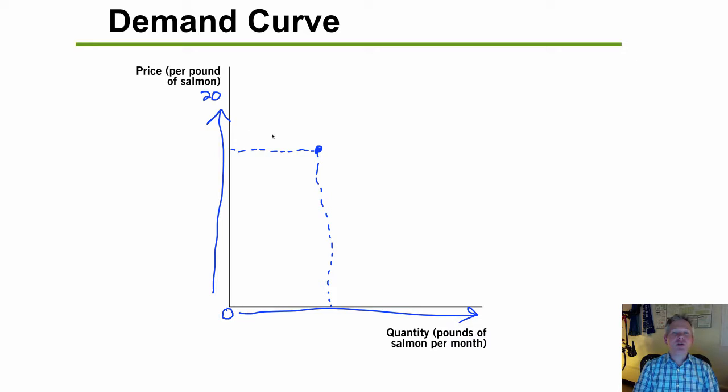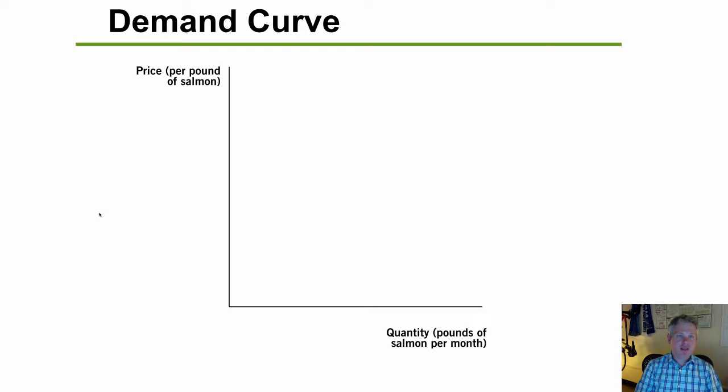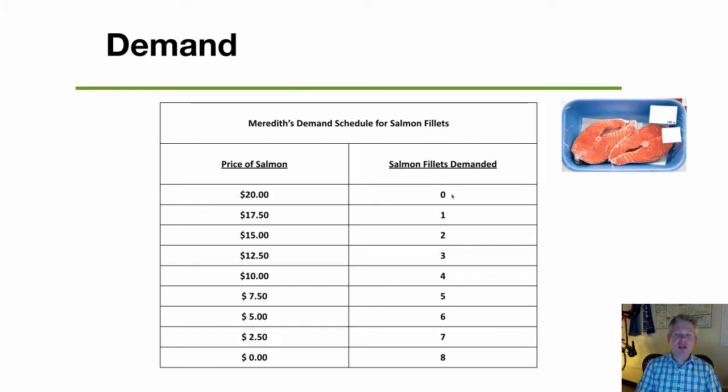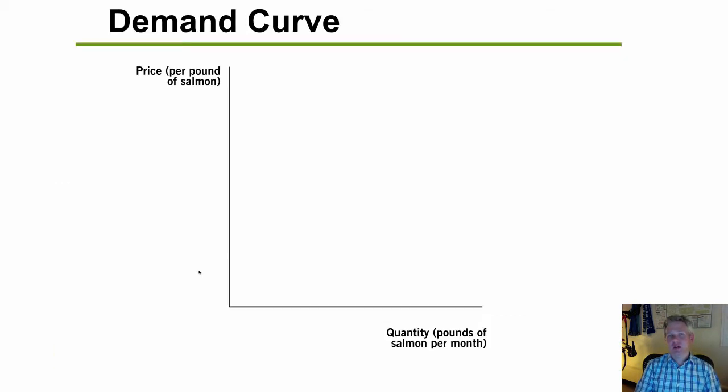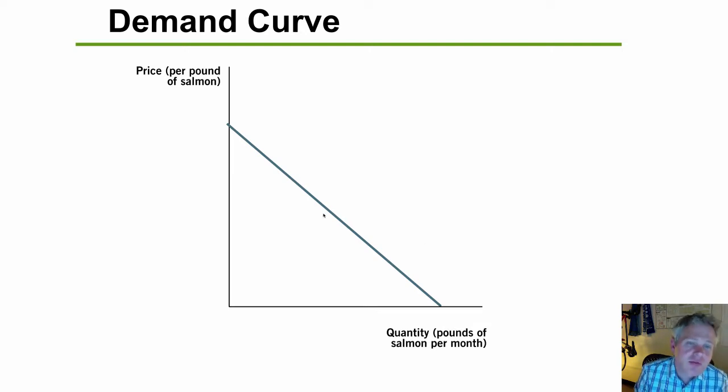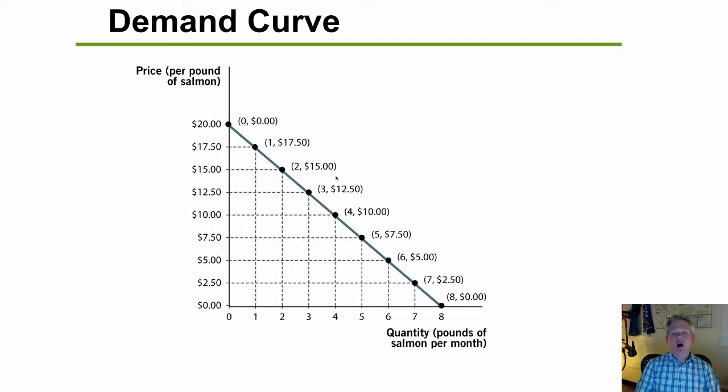So what we're going to do is take all of these points from Meredith's demand schedule, and plot them like you would plot them on a Cartesian coordinate. So when x is 0, the price of salmon is 20. When x is 1, y is 17.50. That's how we're going to build this. What it looks like is this line. This line in fact fills in all the different points. So here are all the points that were on that table on the slide before.